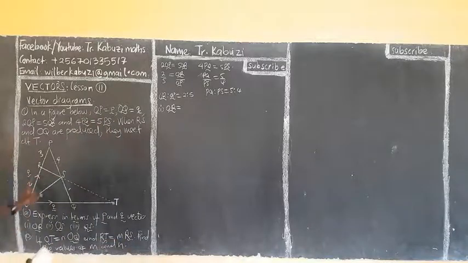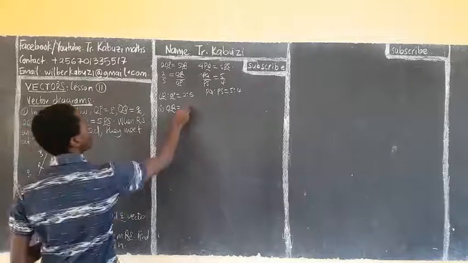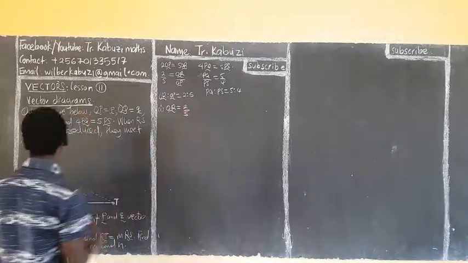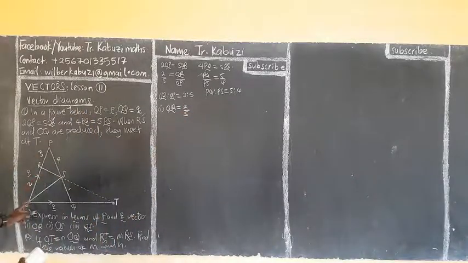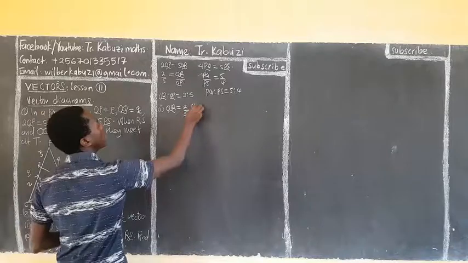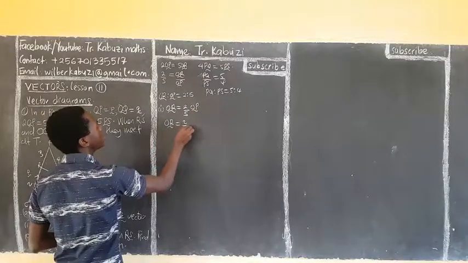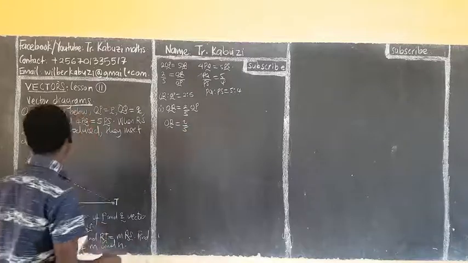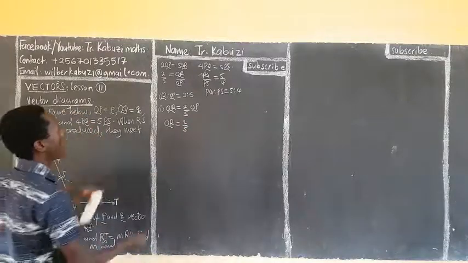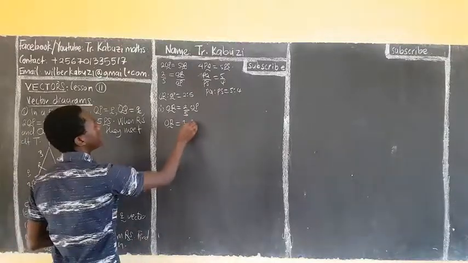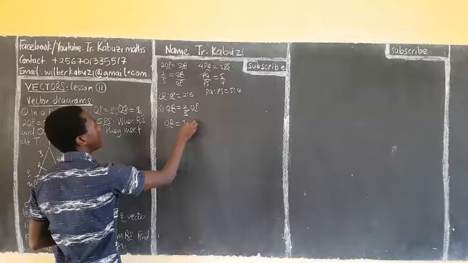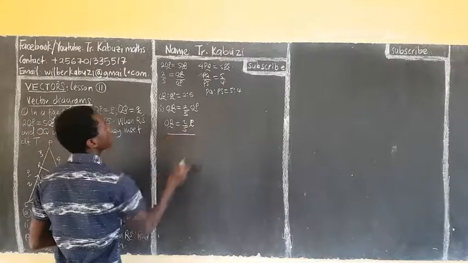OR is on OP, so it's 2 over 5, because it's 2 over the total, which is 5, of OP. And so now your OR is going to be 2 over 5 OP, from the diagram, where OP was given as small p. So that one is done.